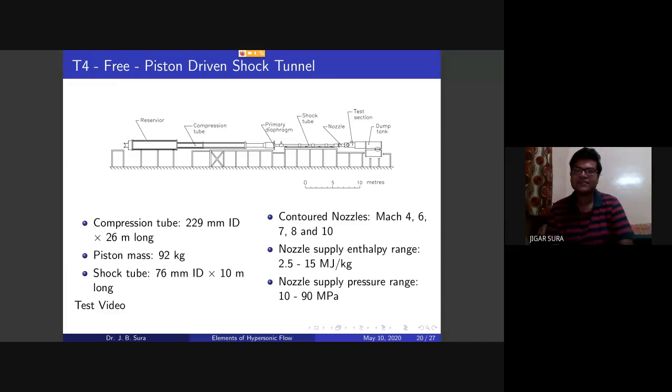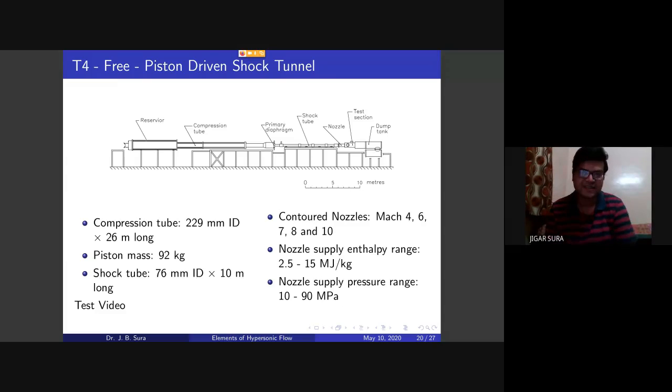And a nozzle can generate 4, 6, 7, 8 and 10. It is not generated by a single nozzle. Remember, you have to change the nozzle. And changing the nozzle will take more than 1 week sometimes, because you have to align everything again. Nozzle supply enthalpy range is 2.5 to 15 megajoule per kg, and supply pressure range is up to 90 megapascals.